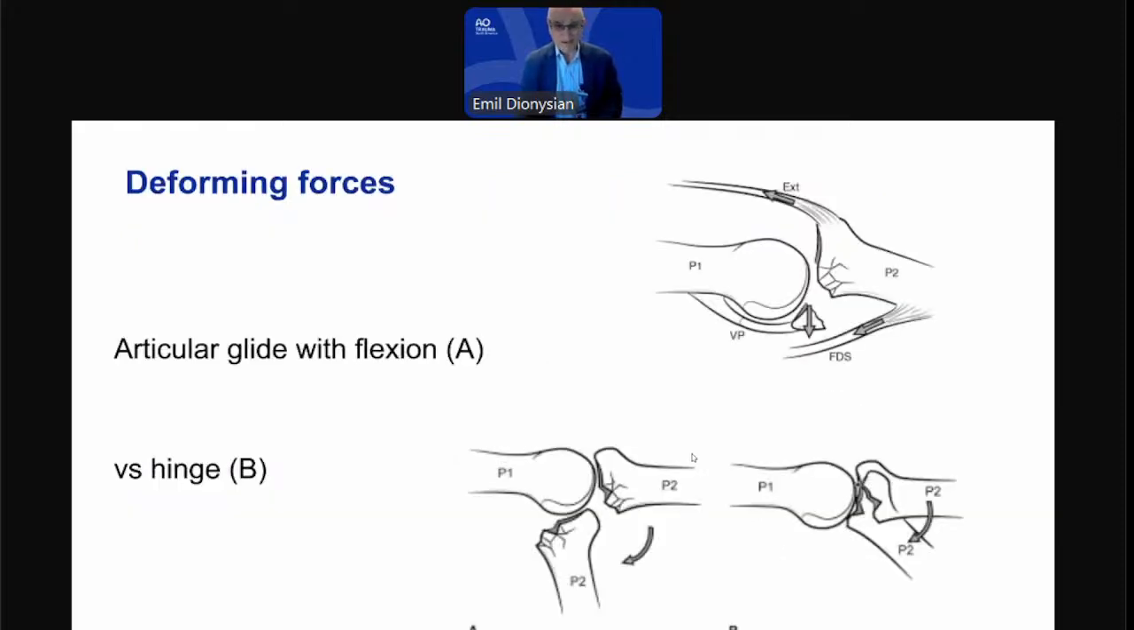So let's look at the deforming forces. Of course, the extensor tendon is pulling it up dorsally, the flexor digitorum superficialis is making the finger flex down slightly, and the volar plate is holding on to the volar fragment. And this causes a problem because ideally, when you flex, you want to glide the joint. But if there's not enough joint space or subchondral bone left, when you try to flex, you end up hinging, and that causes this deformity, which causes stiffness and problems with arthritis and so on and so forth, and the finger doesn't work.